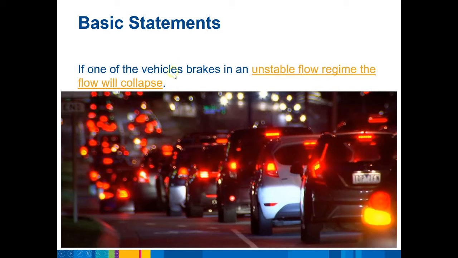So, if one of the vehicles brakes in an unstable flow regime, the flow will collapse. Think about you're traveling, and the density has gotten to the point where you'd like to have 2 or 3 seconds between you and the vehicle in front of you. That's ideal. And you're all traveling at about 100 kilometers an hour with a 2 or 3 second gap. That's reasonably good. You're happy with that.